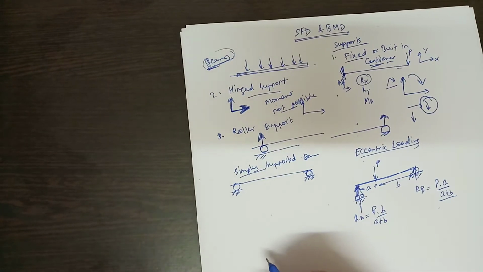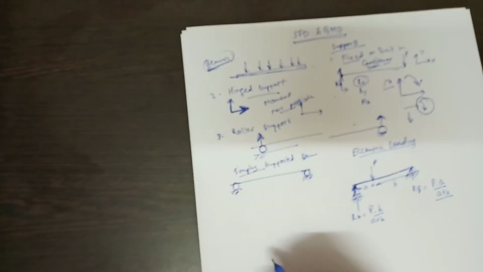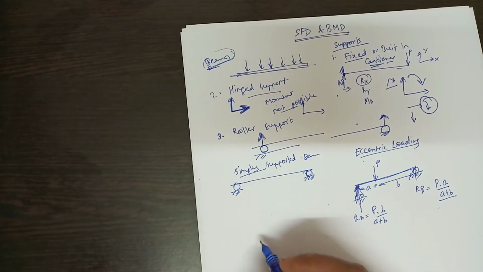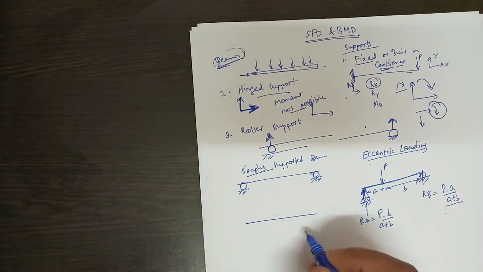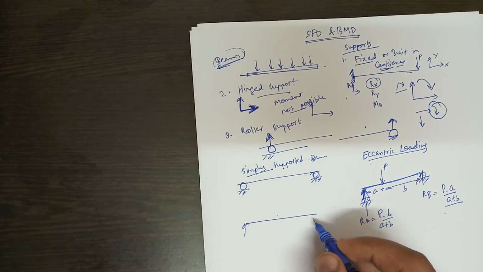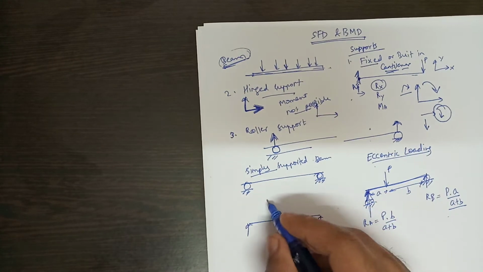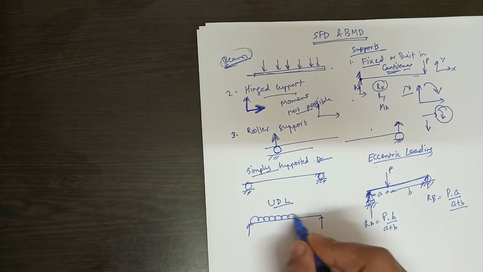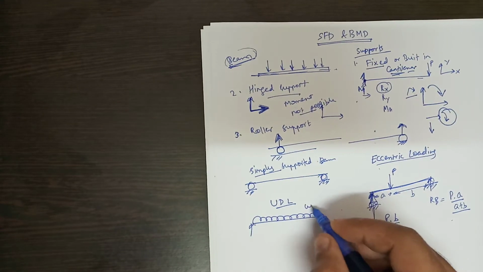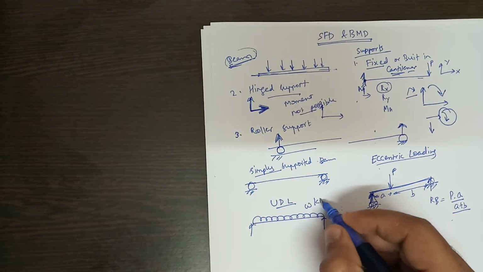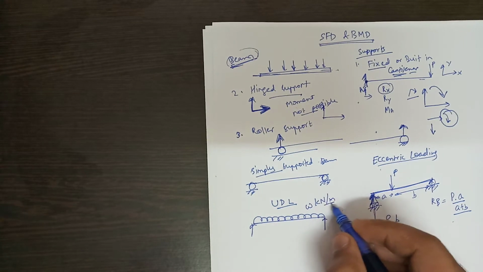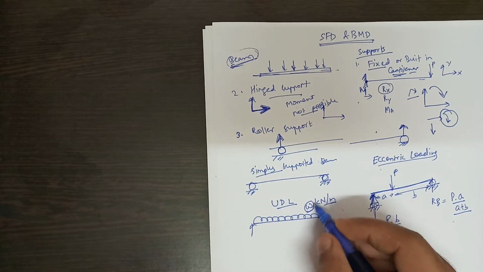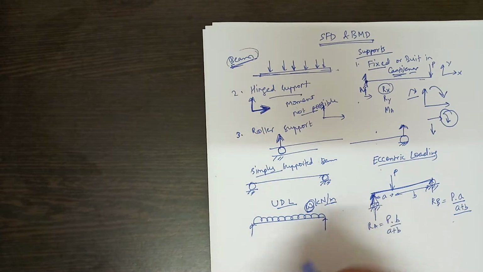Now let us take some examples in order for you to understand it clearly. Also, one more thing, there is uniformly distributed load also. Uniformly distributed load, in short form, is known as UDL. Let us consider this UDL of magnitude W kilonewton per meter. That is, for every meter, W will be the magnitude that is acting on the beam. Okay.